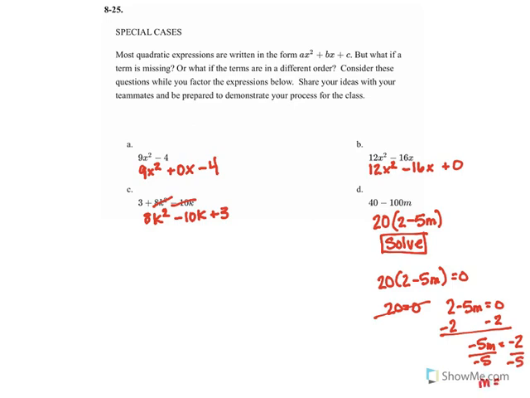So I would get m equals 2/5. And I would just write that in my curly brackets. That would be my solution.